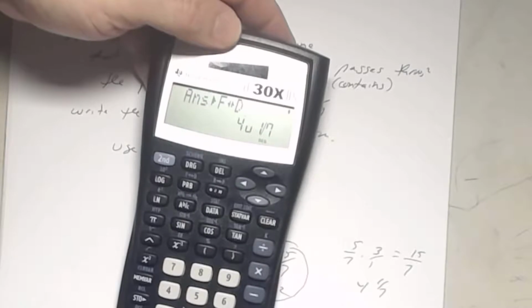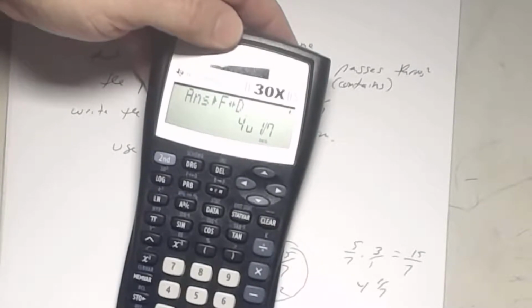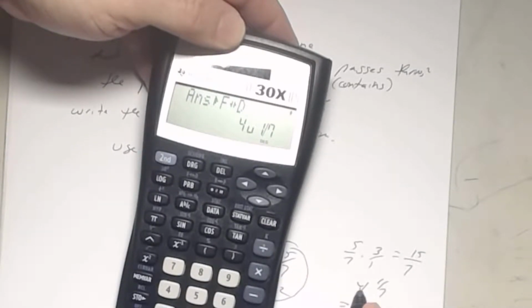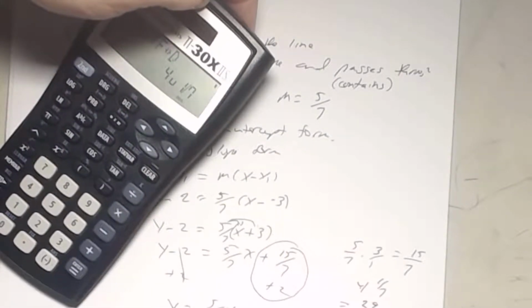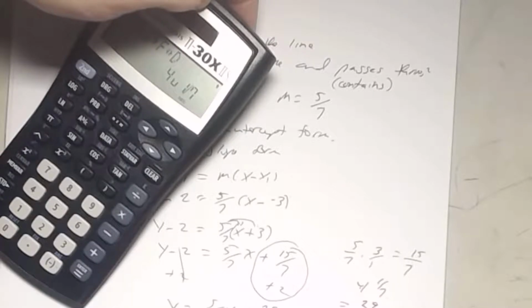But you got to rewrite it as a what? Improper fraction. So 7 times 4 is 28. 28 plus 1 is 29. So it's 29/7. So what's the answer? Y equals 5/7 x plus what? 29/7. Okay? So that's your answer in slope-intercept form.